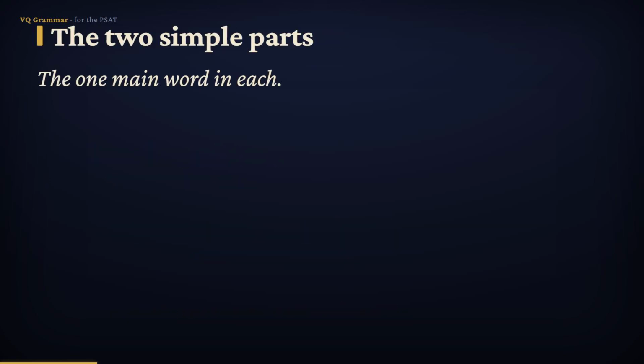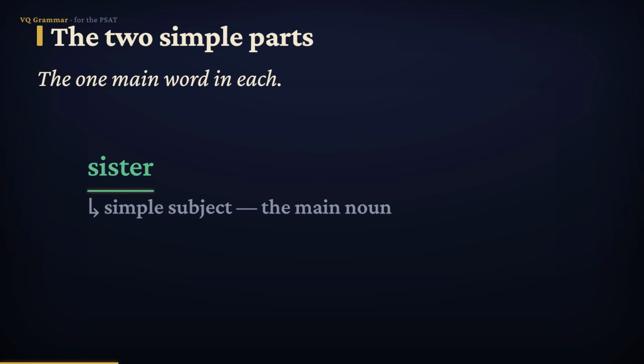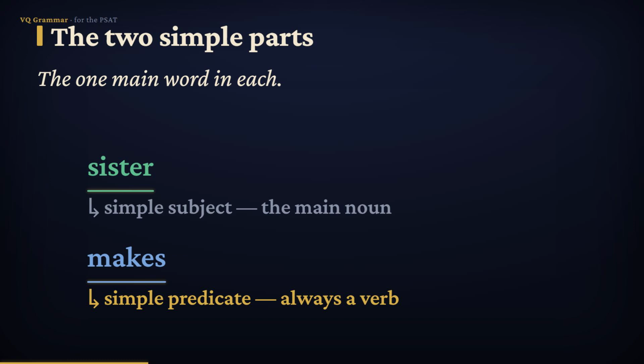Now zoom in. Inside each side, there is one main word that carries it. Inside the complete subject, the simple subject is the main noun or pronoun. Here, that's sister, the word the whole subject is built around. Inside the complete predicate, the simple predicate is the main word too. And here's the key fact. The simple predicate is always a verb, a word of action or being. Here, that's makes. Sister makes. The bare bones of the sentence.